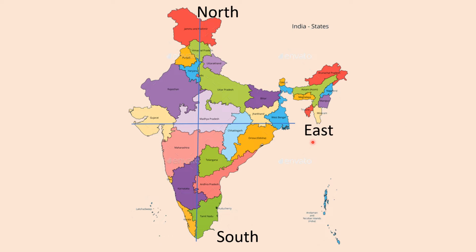Then we have east. East is the places that come here on this side. All this side becomes east. And all the places here become the west. So you see children, India is divided into four main directions. And not only India, the whole world, every country in the world has directions. So we have north, south, east and west.